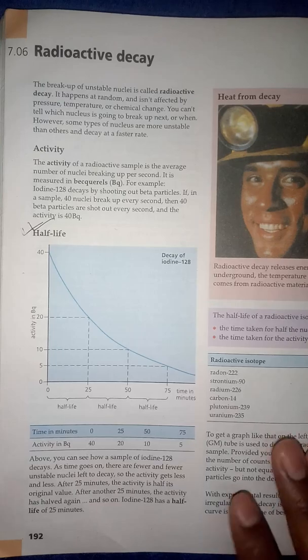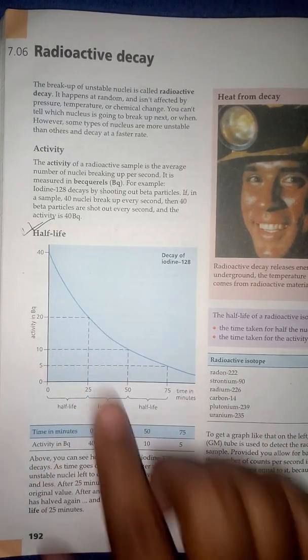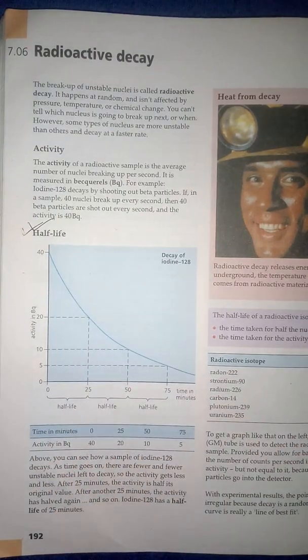Okay, so this is a half-life graph, an activity graph, and from the graph we have to calculate the half-life. So what is half-life? It is the time taken for half of the nuclei to decay, or the time taken for the activity to be halved.